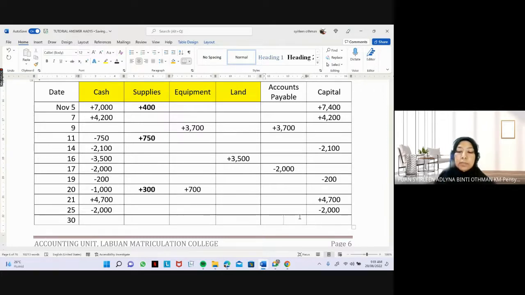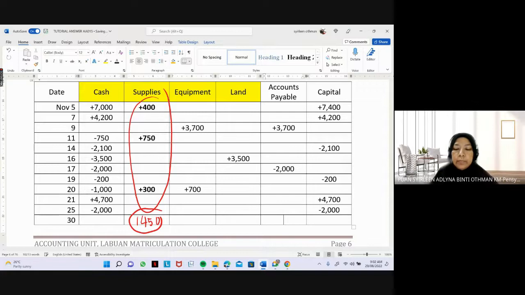Baca soalan betul-betul lah. Dia bagi tahu pada hujung bulan, the supplies yang ada di tangan, that means baki ya, hanya tinggal 600. So you go back here, this column. As you can see, masa kamu beli supplies, you bought 3 times. The first one is brought in when you invested the capital. So supplies kita ada 400, 750 and also 300. So that is actually 1,450. Ini jumlah yang ada dah dibeli.